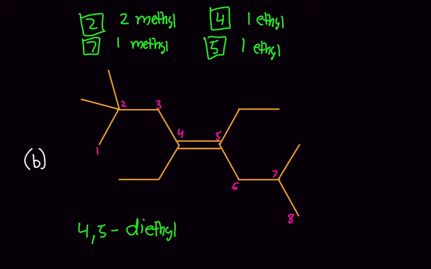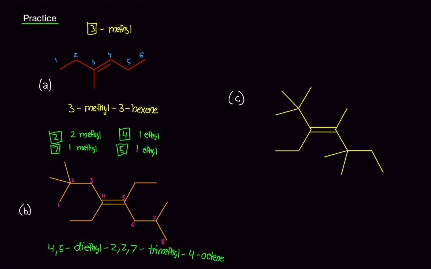Like that. Diethyl. Now we have to deal with the methyl groups, right? So we separate it with a hyphen. It's going to be 2, 2, 7. 2 methyls on carbon 2 and 1 methyl on carbon 7. 2, 2, 7, hyphen, trimethyl. Because we have 3 methyls in total. Hyphen 4-octene, because the carbon chain is 8 carbons long, and ene telling us the alkene double bond is located at carbon 4. Okay, what about this one?